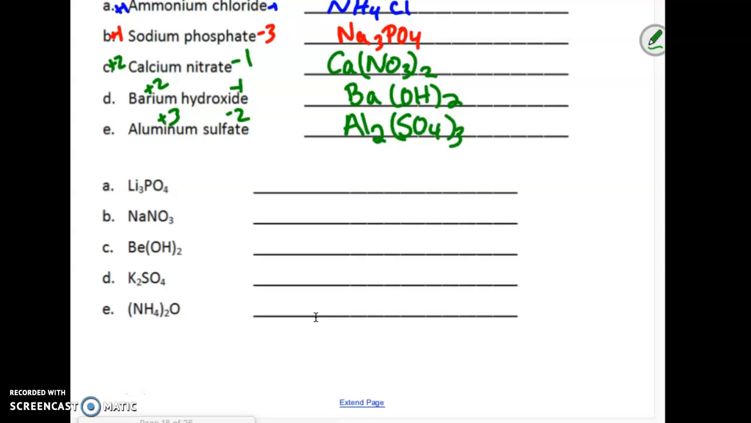Okay, now down here you're just naming. It's kind of nice. There's 3 elements, so you know you need to be going with the polyatomic name. Lithium phosphate. NaNO3 is sodium nitrate. Okay? And so on and so forth.